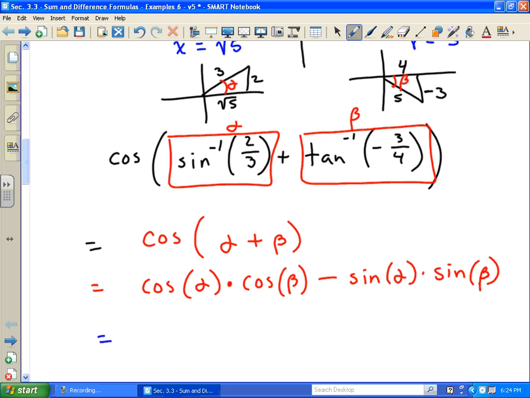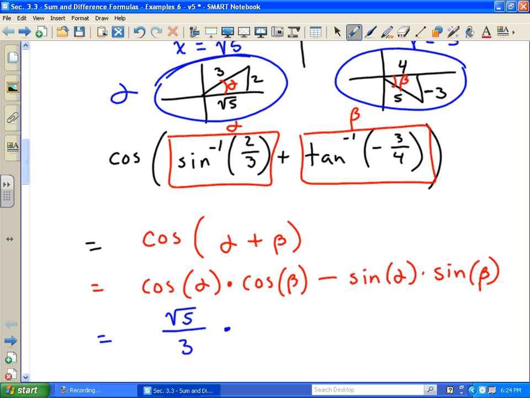Okay, in this case, for cosine of alpha, I look at my alpha picture I have up above, and I say, okay, on this one, what is the value of x? The value of x is the square root of 5. What's the value of r? 3. Cosine of beta, for this picture over here. Okay, what's the x value? 4. What's the r value? 5. Minus. Look back at alpha again.